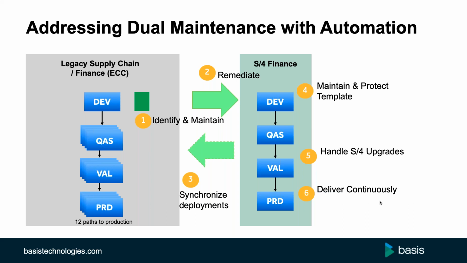The third thing we will look at is to do with synchronization of deployment through the landscape, and we'll talk some of the use cases or some of the reasons why that may become relevant or important. The fourth item is looking at maintaining the template, or in some cases even protecting or locking the template so that changes can only happen, for example, on the ECC system during some portion of the overall transformation.